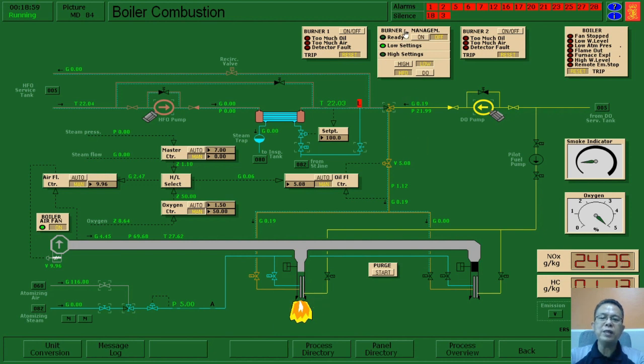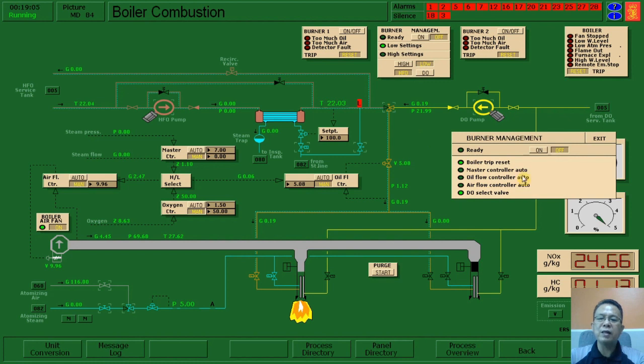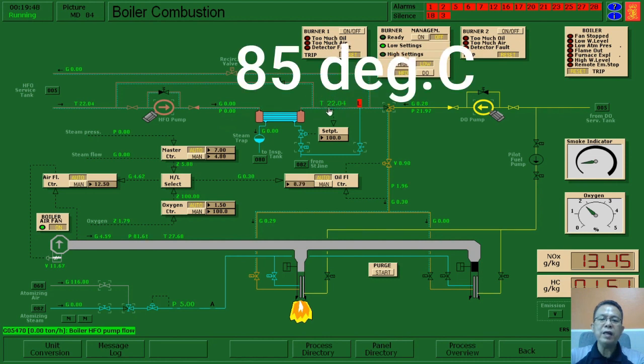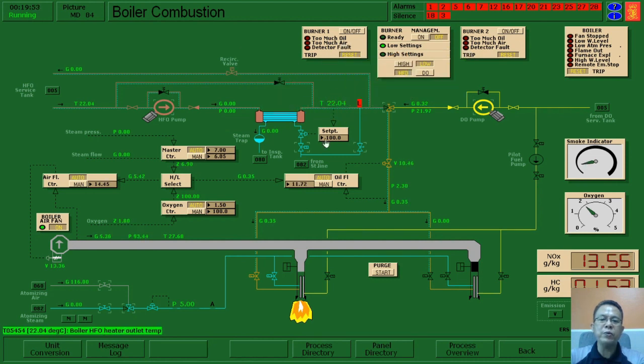Let us see once again the requirements. We need to switch on all the auto here. We are going to switch on the airflow control auto, then the oil flow control auto, and now the master, switching everything in the controller here into auto mode. Now we meet the requirements of the burner management for the diesel oil. Since the system is in auto mode, we are waiting for the temperature to increase to 85 so that we can change over to fuel oil.